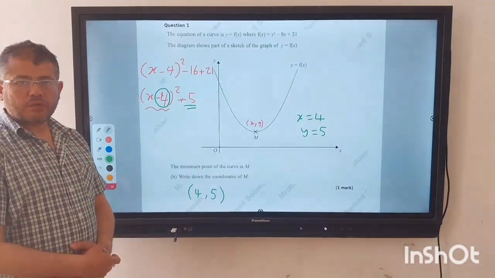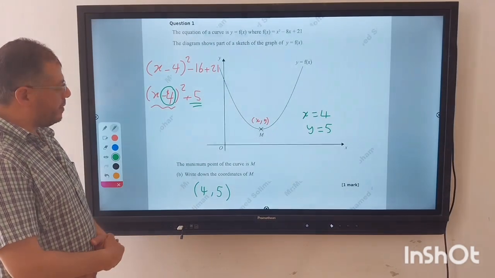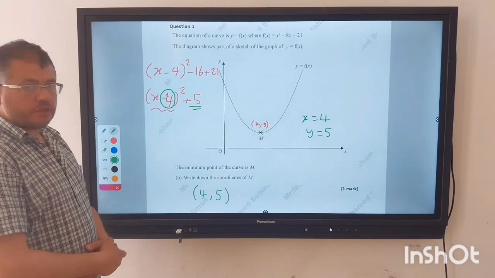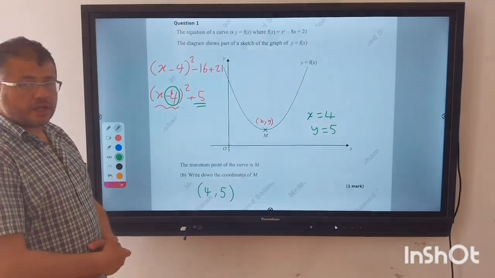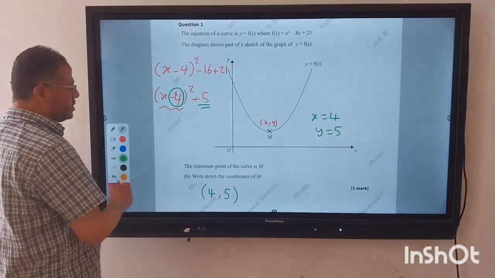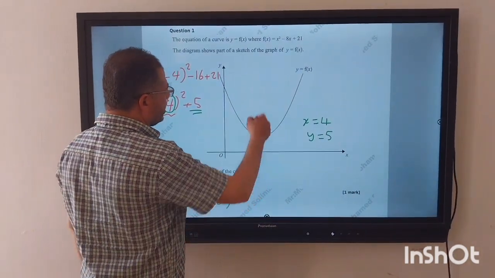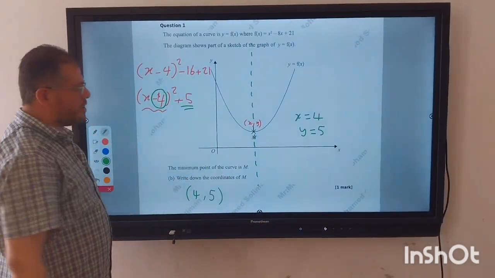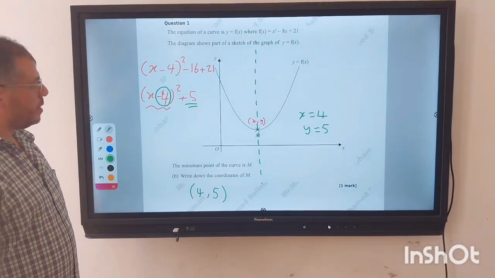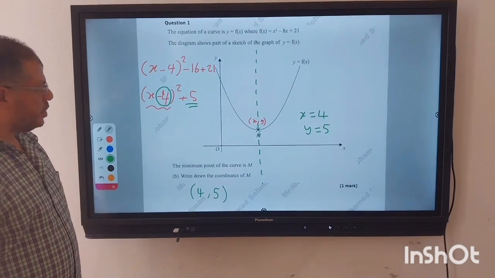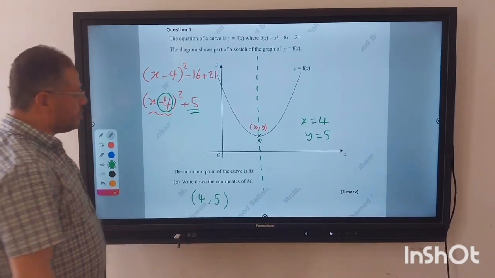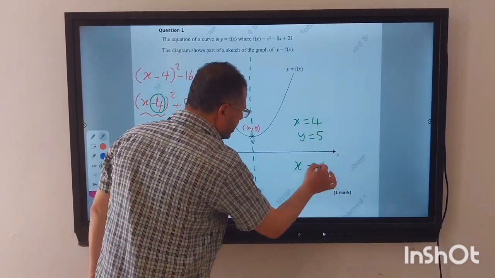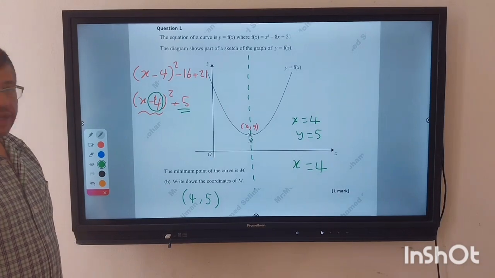You can have also another question here. He can ask you in the exam, what is the equation of the line of symmetry of this curve? Okay, how can I find the line of symmetry? I want you to recognize that. What is the line of symmetry here? The line of symmetry is the line which divides this parabola into two congruent halves. So the line of symmetry here should be what? It should be x equals what? x equals 4.